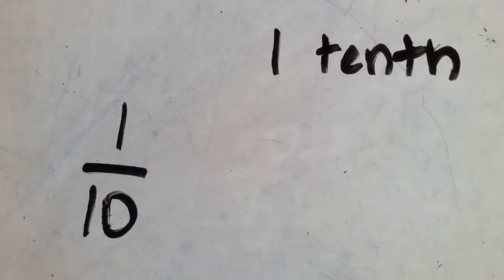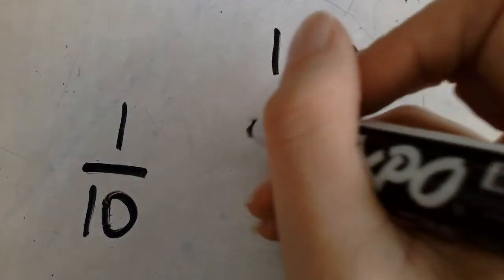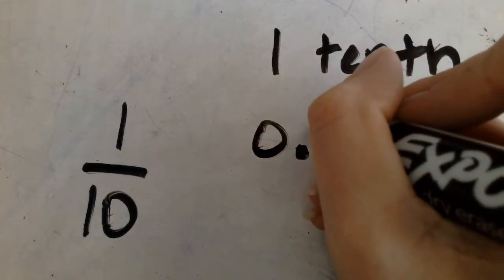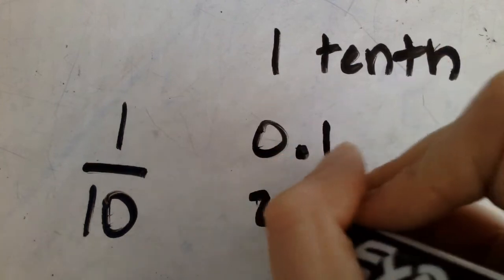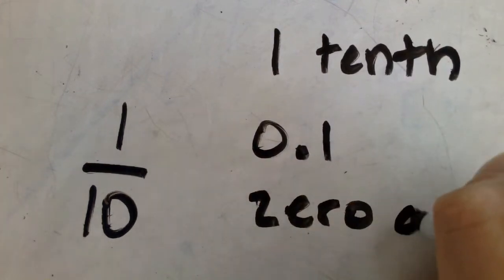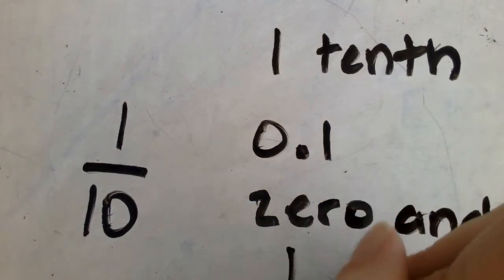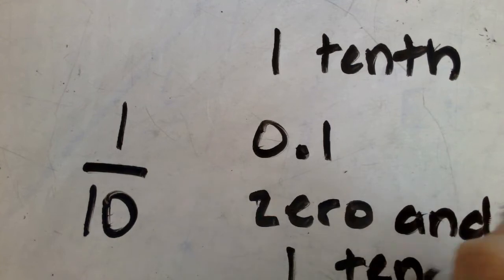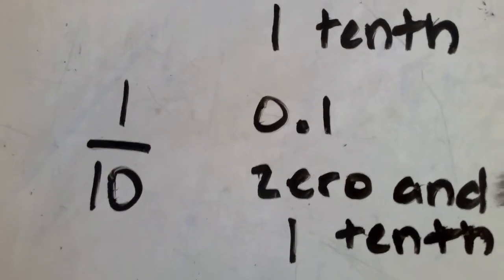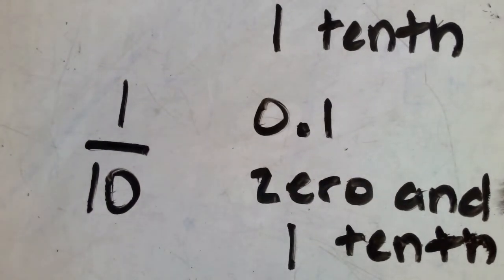You can also say this fraction in decimal form. You can say 0 and 1/10. So you can write that out if you want. 0 and 1/10. So there are different ways you can write this out.